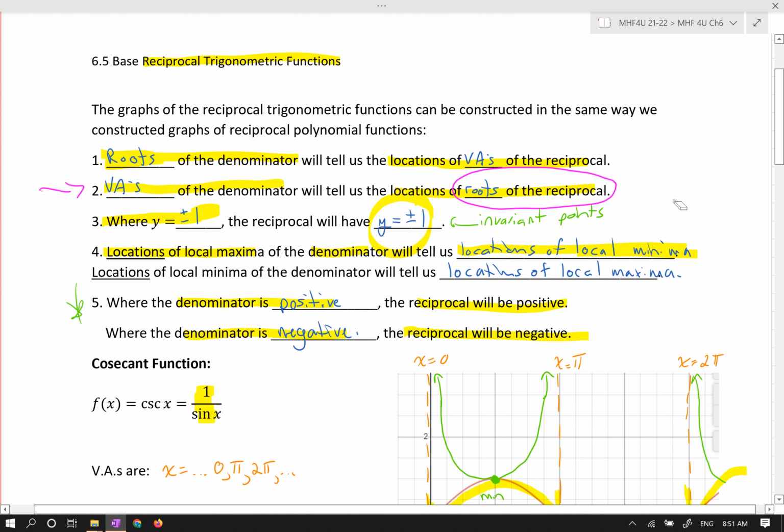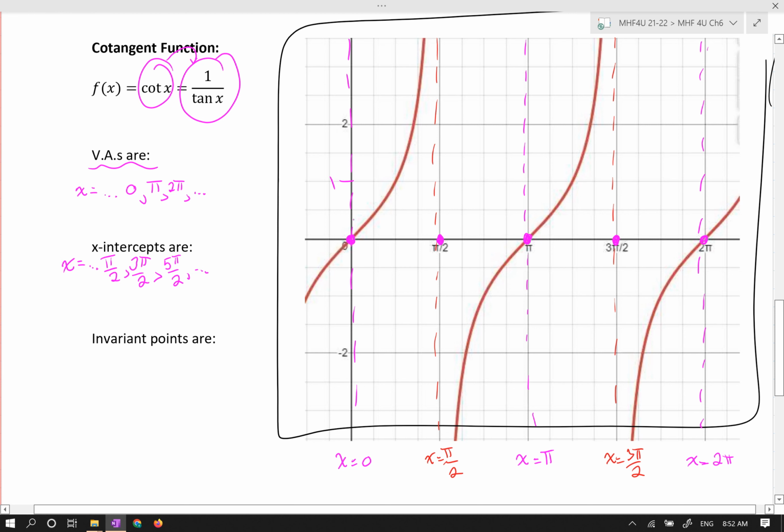Alrighty, now our invariant points. Remember, our invariant points come wherever y is equal to plus or minus 1 on our base function. So I'm looking here and I can see, okay, well, here's 1, there's negative 1, I can just look across, okay, here, here, here, and here. There, so I found 4 invariant points. I could label those. I don't need to list all of them. Perhaps I will.